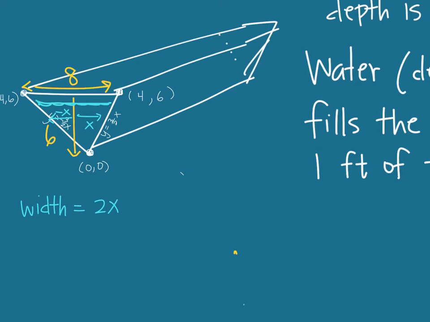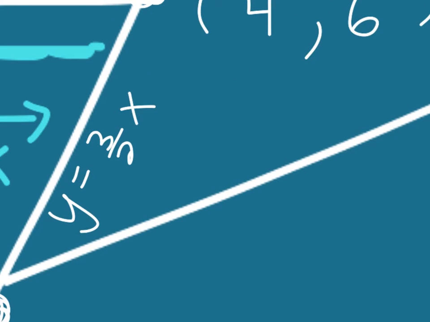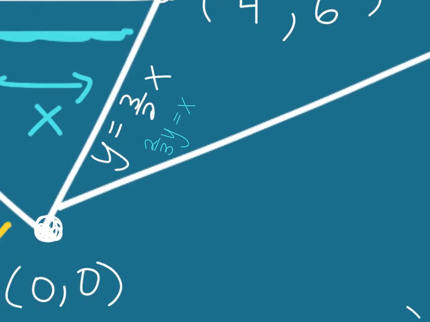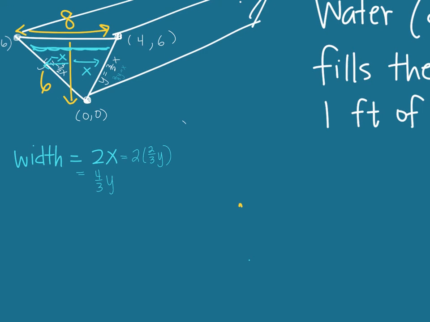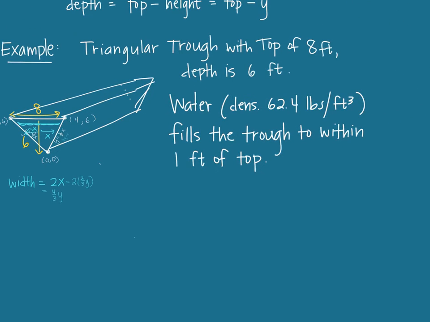So we know that, as you guys set up, y equals 3 over 2x. So what would x equal? 2/3 y. So if x is 2/3 y, then this would be 2 times 2/3 y, in other words, 4/3 y. That is our cross-sectional width at any given point for this fluid. Let's see if we can set up an integral to find the fluid force.